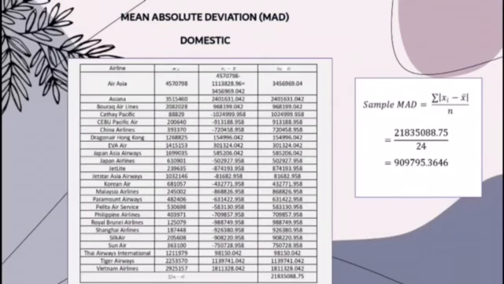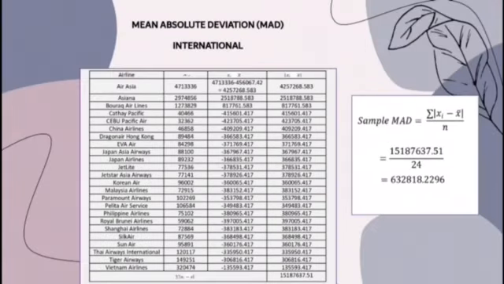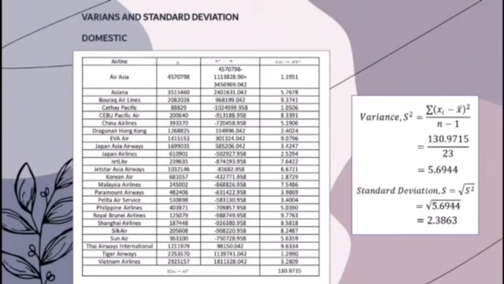For mean absolute deviation, the formula is the sum of the distances from the mean divided by the number of data. First, we find the distance from the mean by subtracting the mean from each data value one by one. After that, add the distances together to get the sum, then divide by the number of data. The answer for domestic is 909,795.3646. For international, we use the same formula and the answer is 632,818.2296.